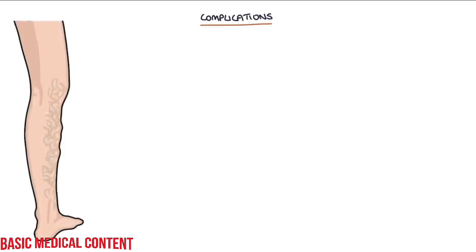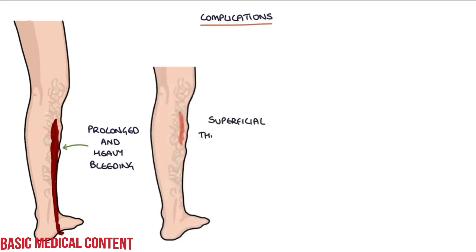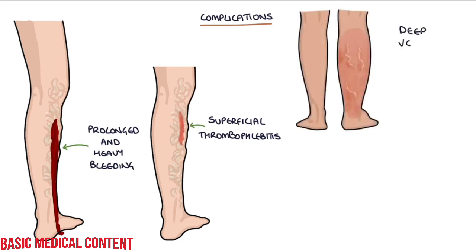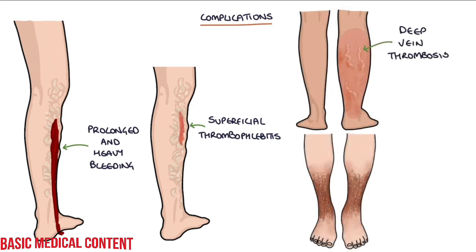Finally, let's talk about the complications of varicose veins, and these include prolonged and heavy bleeding after trauma, superficial thrombophlebitis, which is thrombosis or blood clots and inflammation in the superficial veins, deep vein thrombosis, and all the issues associated with chronic venous insufficiency, such as skin changes and ulcers.